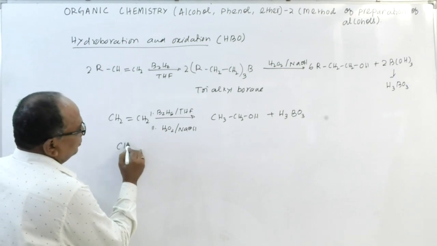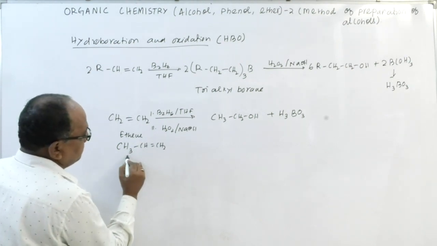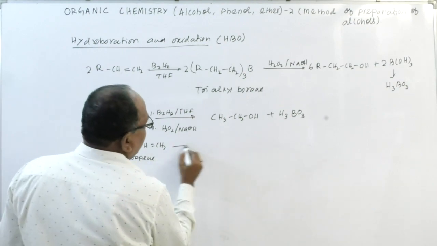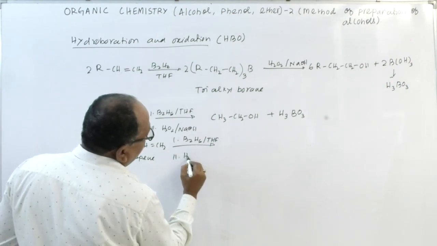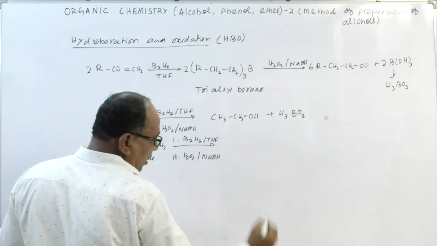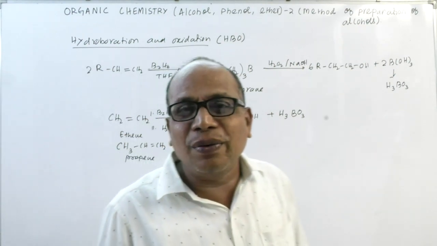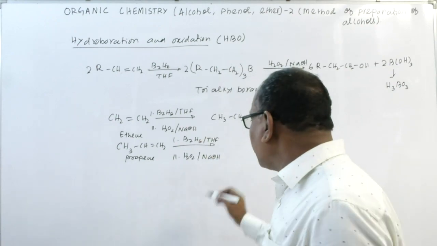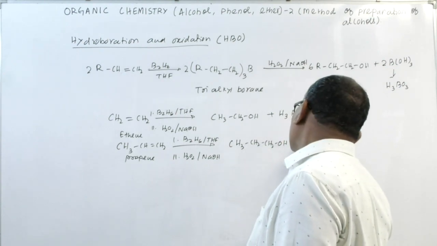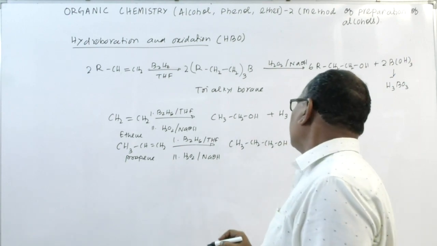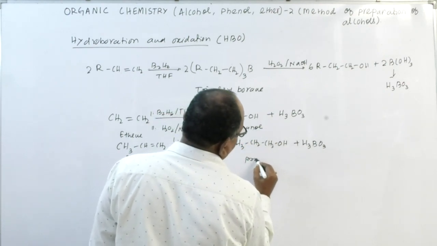This is your ethene. Suppose you take propene and treat it with B2H6 in presence of tetrahydrofuran. Second is hydrogen peroxide in presence of sodium hydroxide. You know it does not follow any Markovnikov rule. It simply always gives you primary alcohol. That means it gives you CH3CH2CH2OH plus H3BO3. This one is called ethanol, this is called propanol.